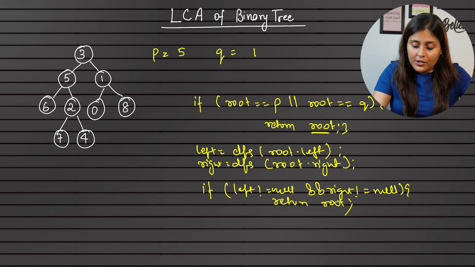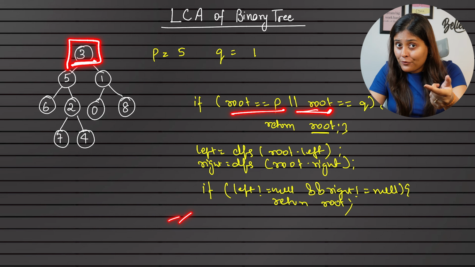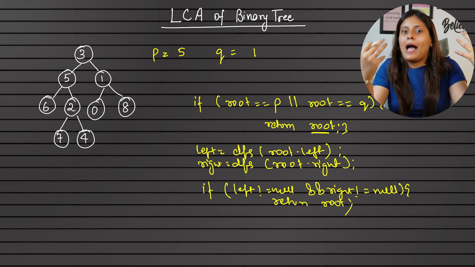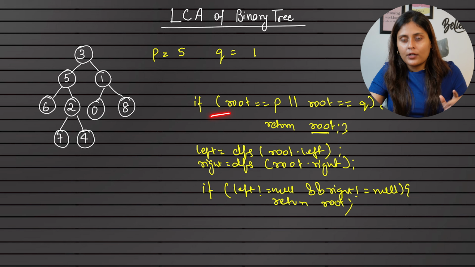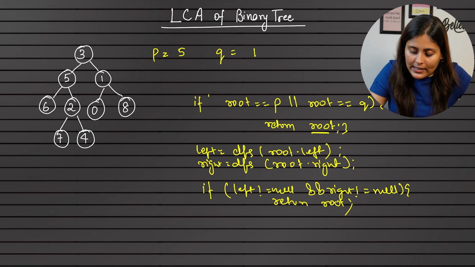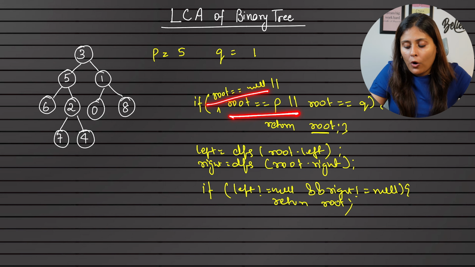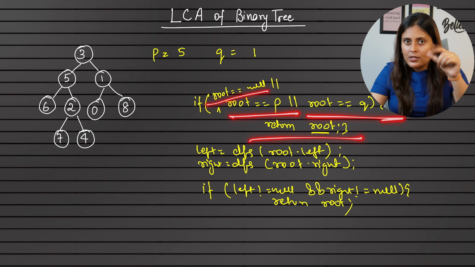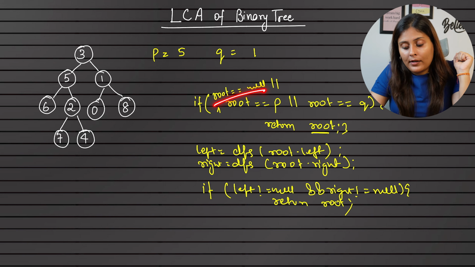Now suppose P and Q are like in this case, so it will return then and there. Why? But wait, we have to check for the null case also at first. So when the root is null, what do you think we should return? Null. If root is null, return null. So can I say if root is null, return root? Because root is null only. So here we will write one more extra case: if root is equal to null or root is equal to P or root is equal to Q, return root. So if root is equal to P, P will get returned. If root is equal to Q, Q will get returned. If root is null, null will get returned.